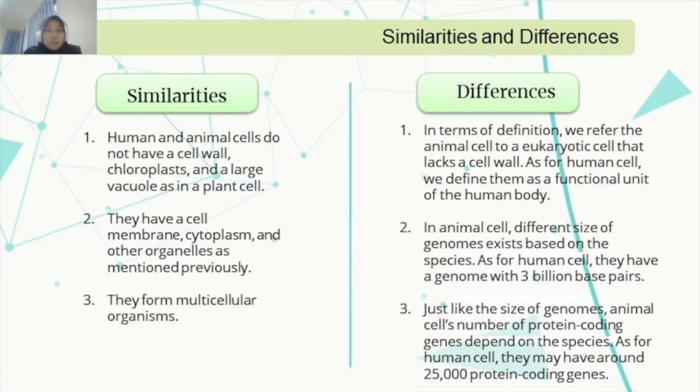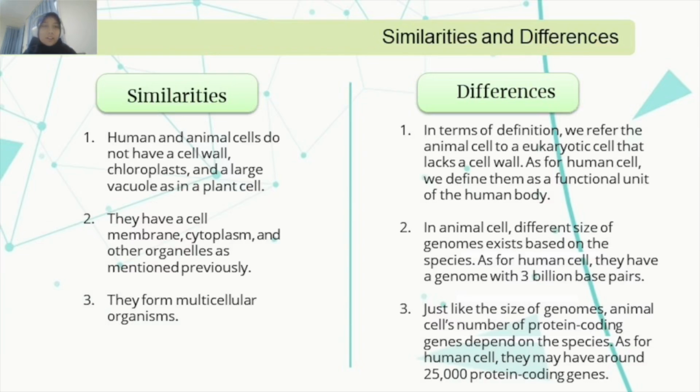Number two, in an animal cell, the size of the genome differs based on the species. As for human cells, they have a genome with 3 billion base pairs. And number three, just like the size of genomes, animal cells' numbers of protein coding genes depend on the species. As for human cells, they may have around 25,000 protein coding genes.